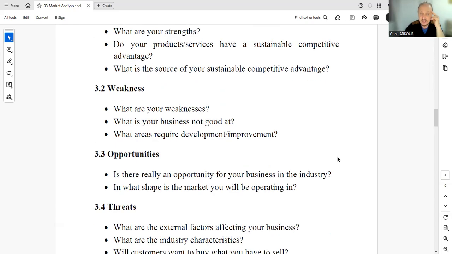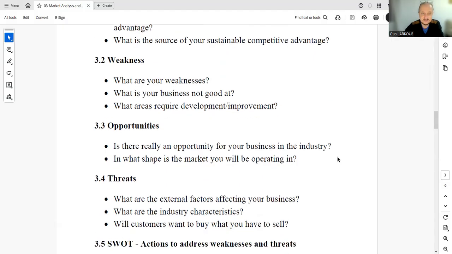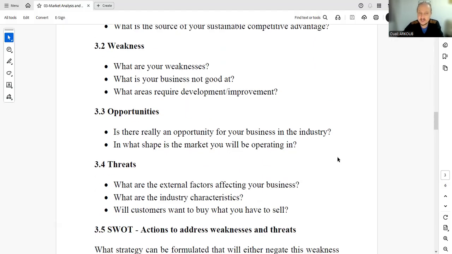The third is opportunities. Is there really an opportunity for your business in the industry, the service, the sector, or the market? In what shape is the market you will be operating in, the type of market? And finally, threats. What are the external factors affecting your business? What are the industry, sector, or market characteristics? Will customers want to buy what you have to sell or not?